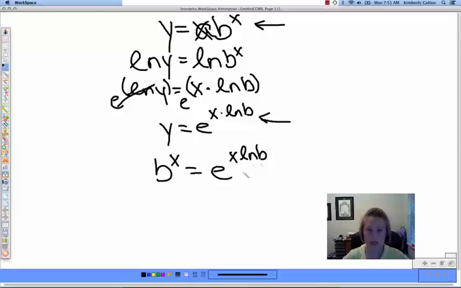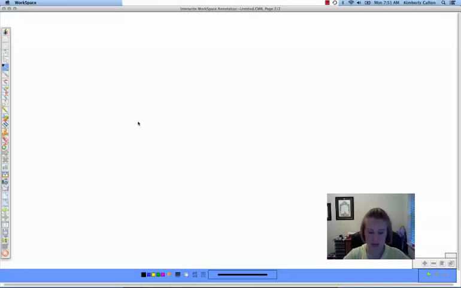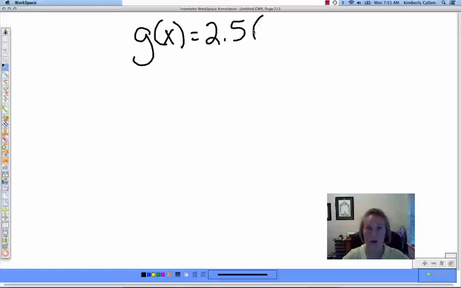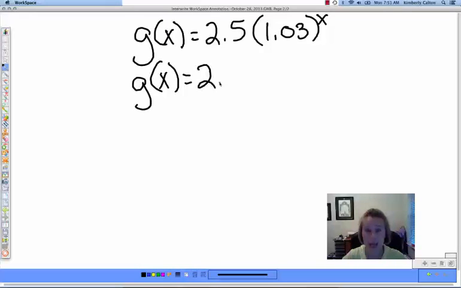So if we'd like to look at this in a separate way, maybe as an equation, let's say that this time we have g of x equals 2.5 times 1.03 to the x power. And we would like to change this to a base of e. So when we want to change it to a base of e, we're going to keep our g of x, and we're going to keep our a, and then we're going to transform this.